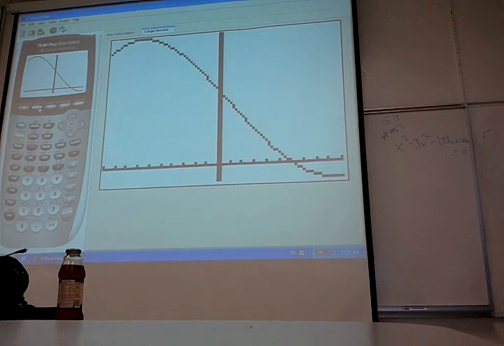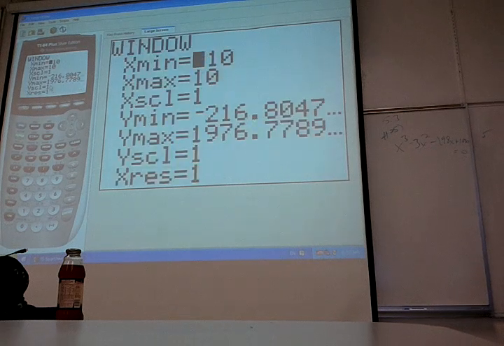So let's try that. If I go to window. Whoa. Oh, what's up? My y minimum is negative 216.8047. Oh, yeah. And the max is 1976. Mine too. Right? Some of you guys maybe were born in 1976. I don't know what that means. So let's see. We need to change the x min and the x max, right? So I can see those places where it hits the x-axis.